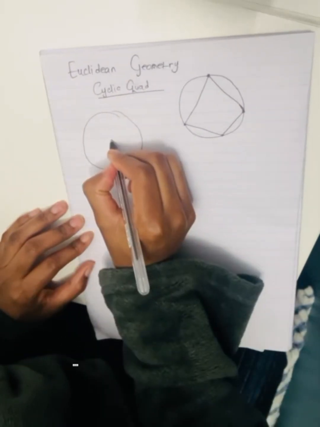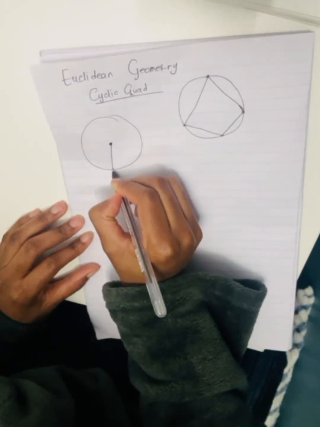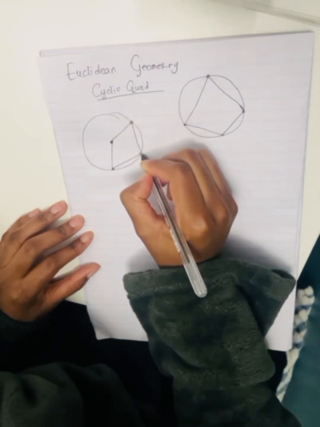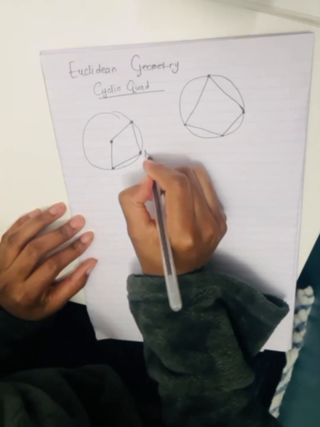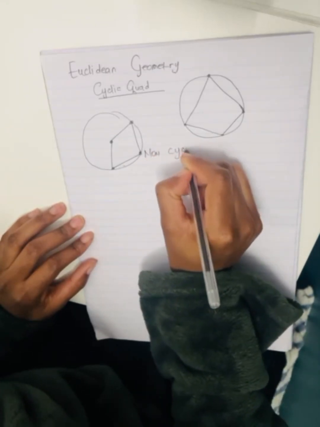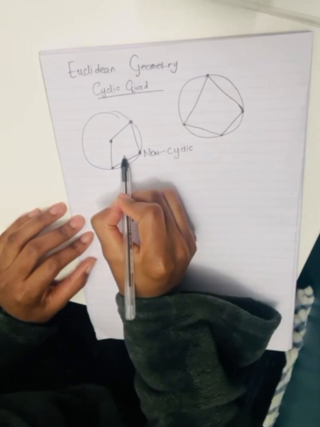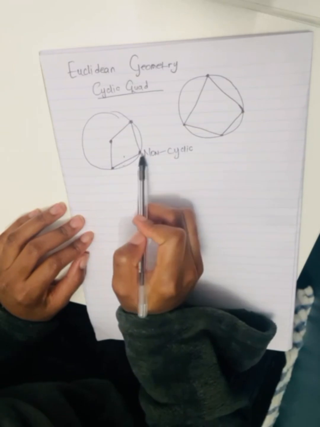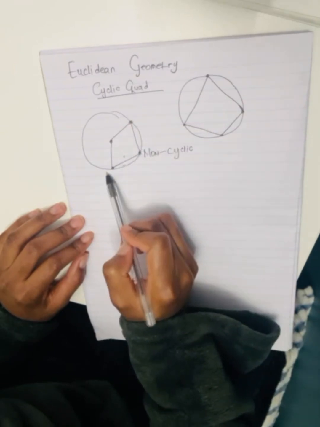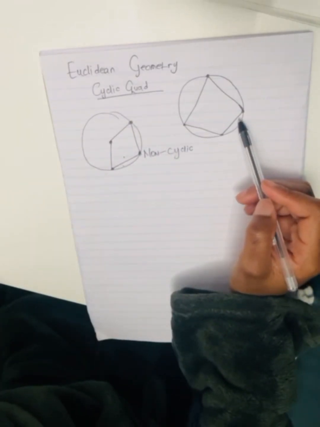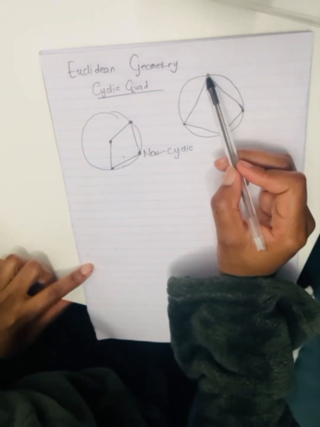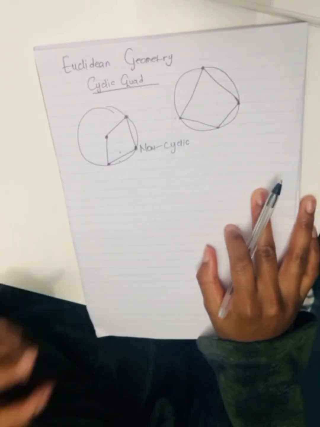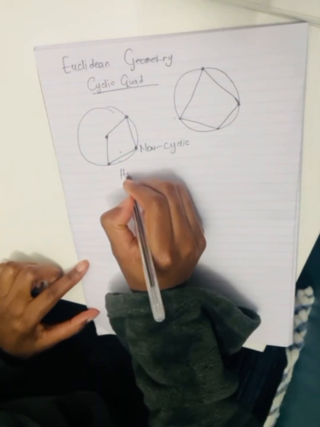Sometimes they can give you something like this, to check if you know a cyclic quad. So this is non-cyclic. It's not a cyclic quad because it doesn't touch the circumference 4 times. It just touches it 1, 2, 3. A cyclic quad touches the circumference 4 times. Okay, so we're going to check how to prove a cyclic quad.